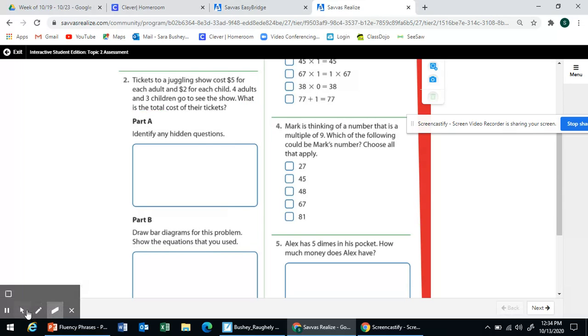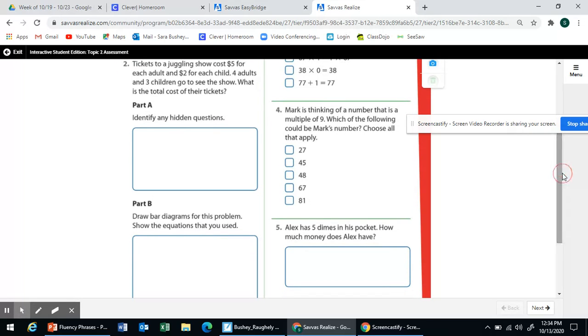So I'm going to come down now to part B. That's where the real magic is. That's the real focus of our work right now. So like we did previously, and I'm sorry it erased, that should have an X through it because I already told you that the hidden question was, how much did it cost for the adults, and how much did it cost for the children to go?